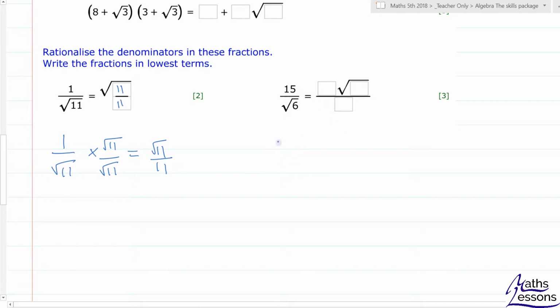Similarly here, we're going to multiply top and bottom by the square root of 6. 6 times the square root of 6 is 6 root 6. And then we can see that 3 goes into that twice and 3 goes into 15 five times. So we're left with 5 root 6 over 2.